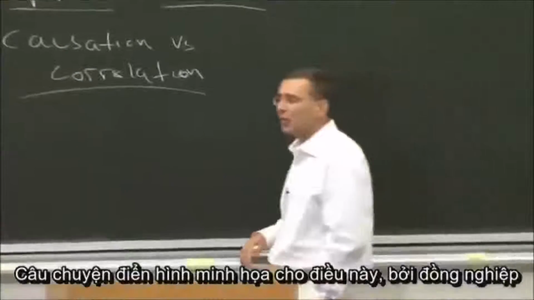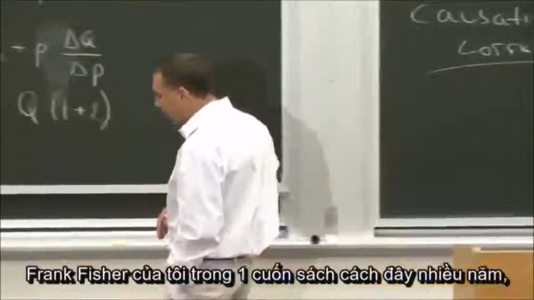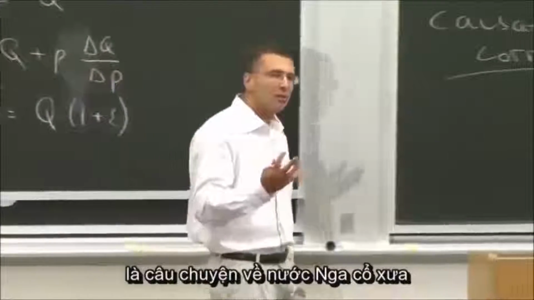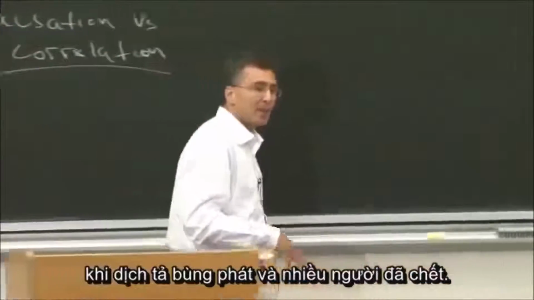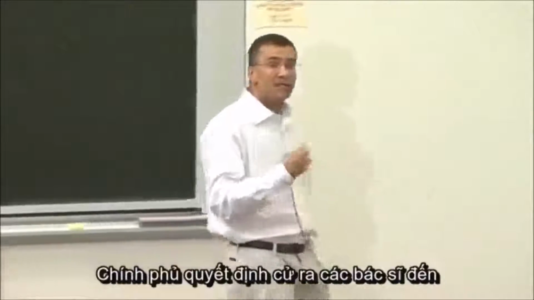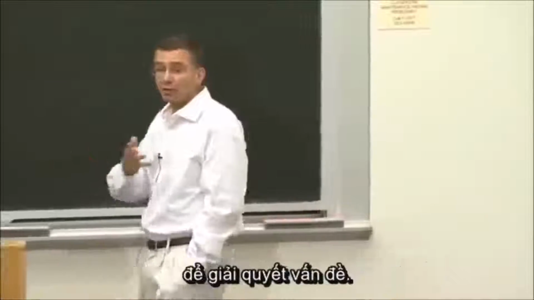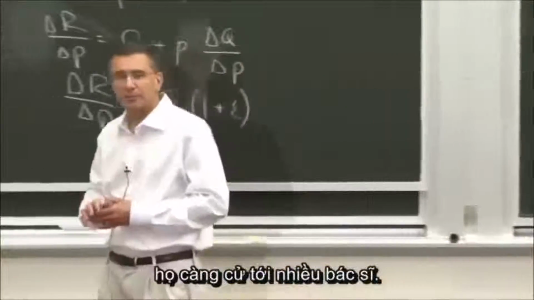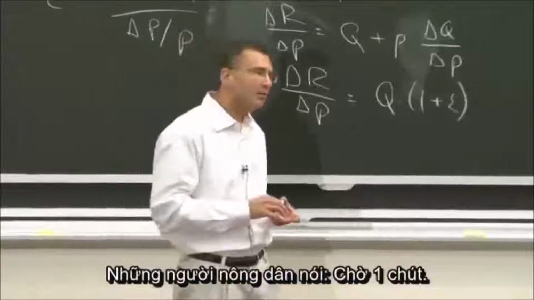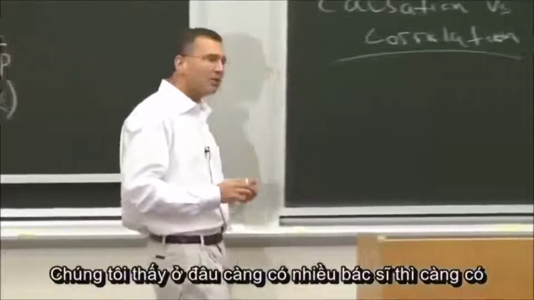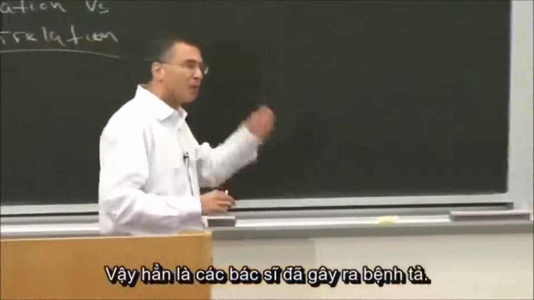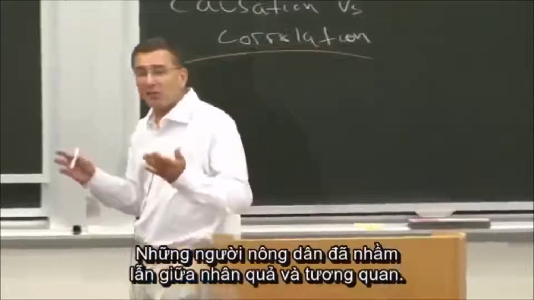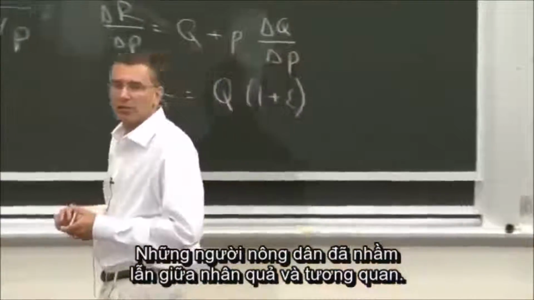Okay? The classic story that illustrates this, it's due to my colleague Frank Fisher from a textbook many years ago, is the story of in ancient Russia, there was a cholera outbreak, and many people were dying. So the government decided to send doctors out to try to solve the problem. And where there were more people sick, they sent more doctors. Well, the peasants said, wait a second. We observe that where there's more doctors, more people are dying from cholera. So the doctors must be causing the cholera. So they rose up and killed the doctors. Okay? The peasants confused causation with correlation.